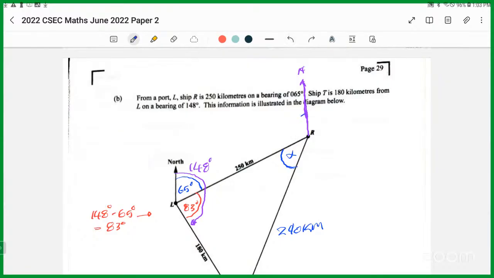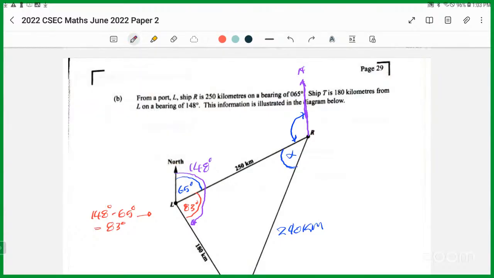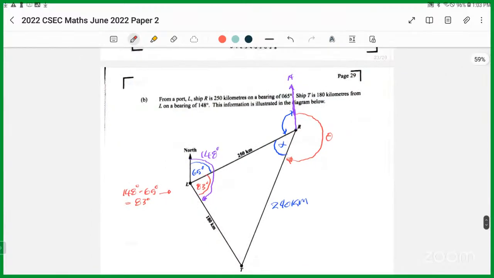This angle right here is co-interior with the 65. So this angle up here will be 180 minus 65. But the bearing that I really want is this clockwise angle that you have to turn to the right to face that direction. That red angle is what they really want. I'm going to call it angle theta.